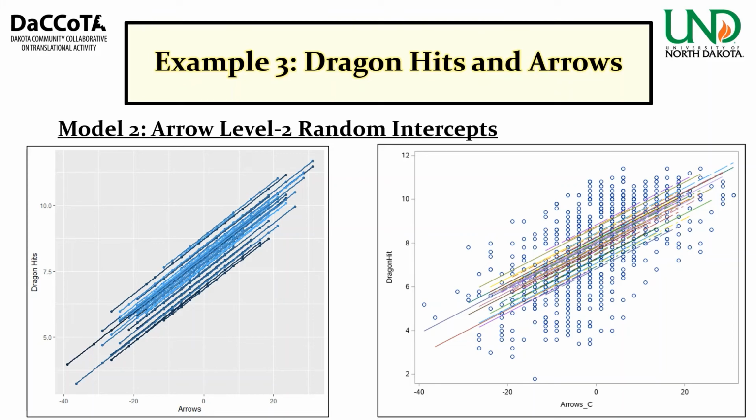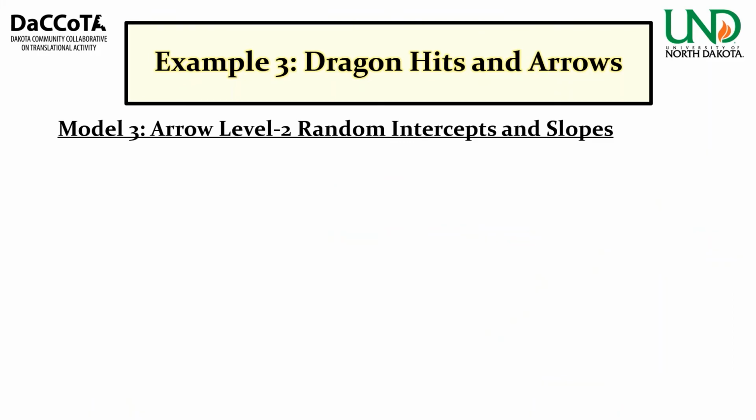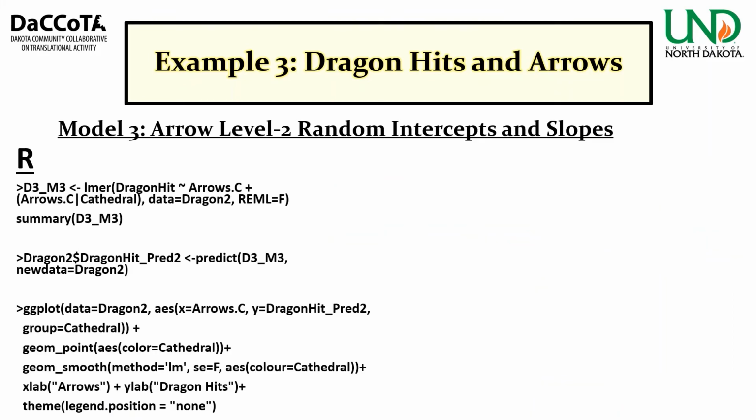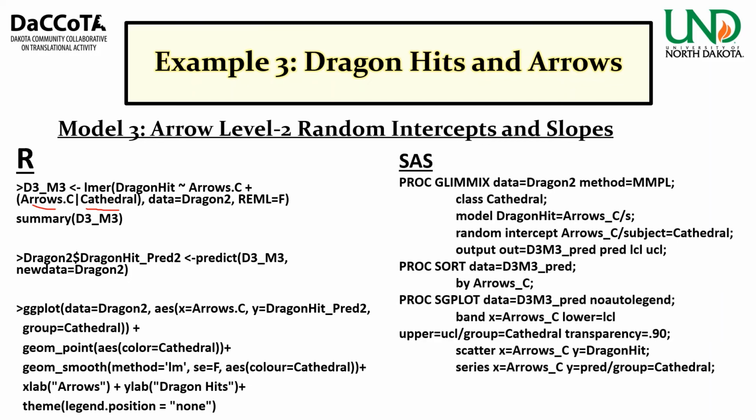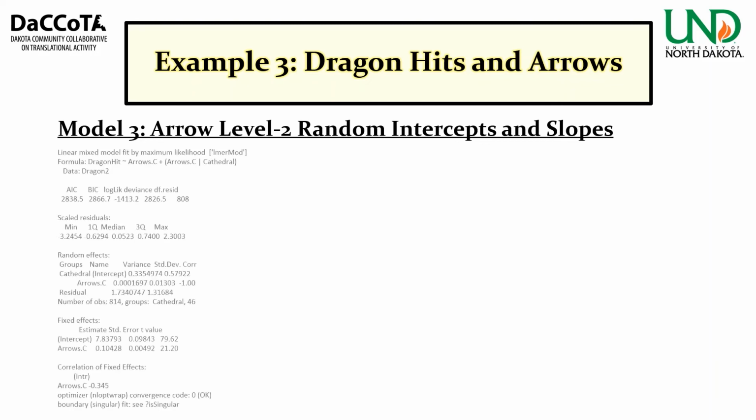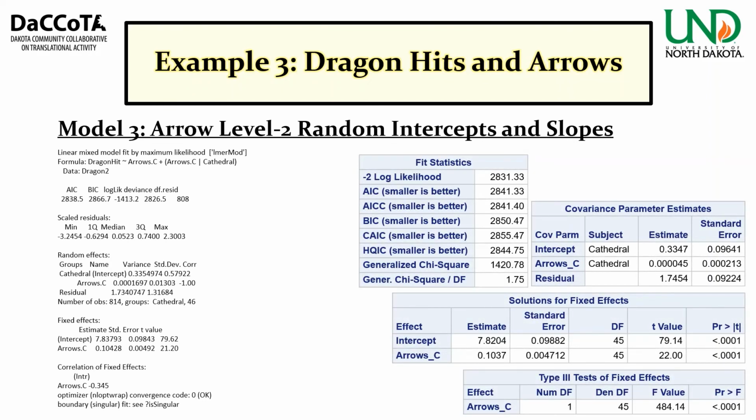Random slopes and intercept is next. So adding cathedral, arrows, etc. Again, still significant. The AICc for this one was 2838.5, and the previous one was 2839.4. So this one was better, but only by a little bit.